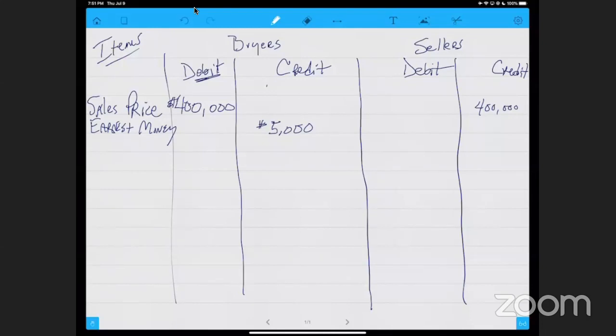Now, a lot of times you're going to say, well, wouldn't the seller get a credit for that? And the answer is no. The credit is just for the buyer. You see that?